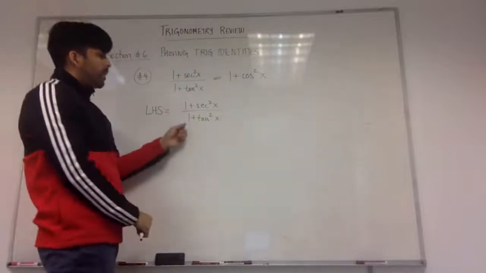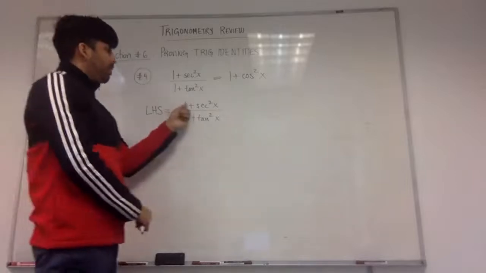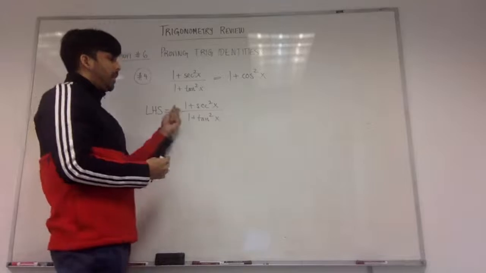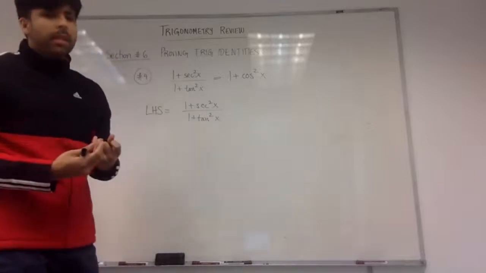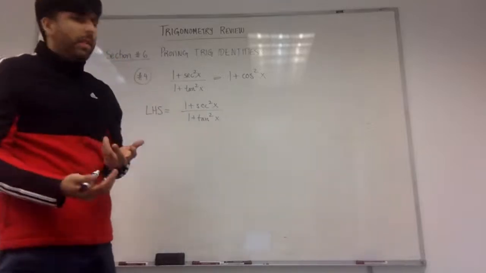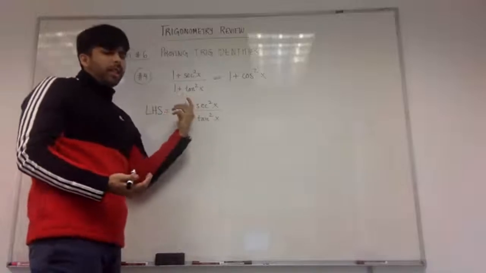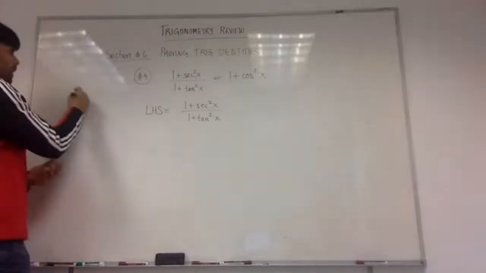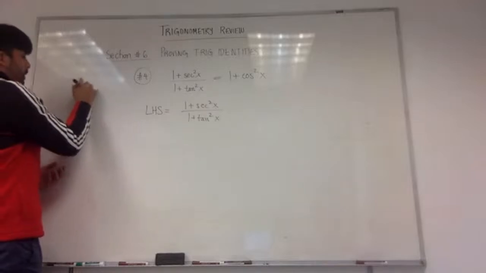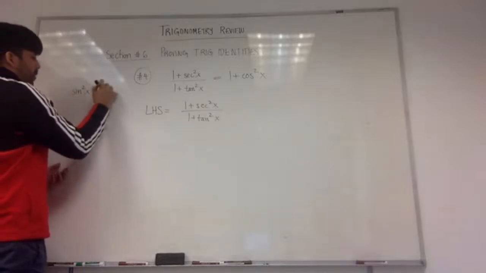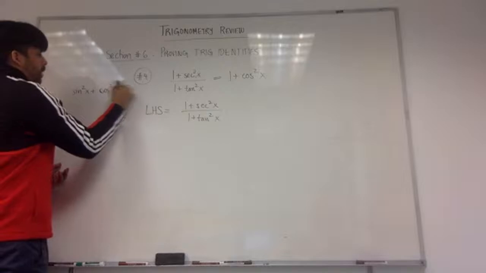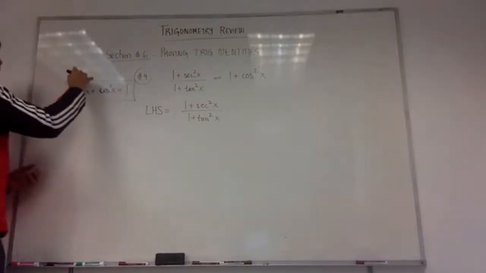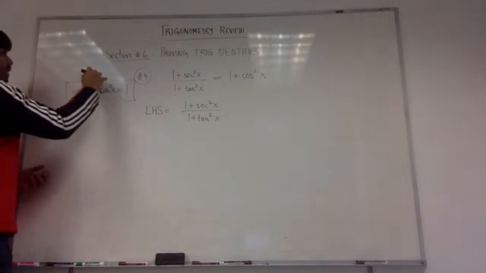Now we study this and we see, wait a minute. What's 1 plus secant squared x? Do we have any trig identity that relates 1 plus secant squared x with some other trig function? We have secant squared x, but it's not quite 1 plus secant squared x. So that's where we have to go back to the identities that we must know. Sine x squared plus cosine x squared equals 1. I must know this. This is the Pythagorean identity.